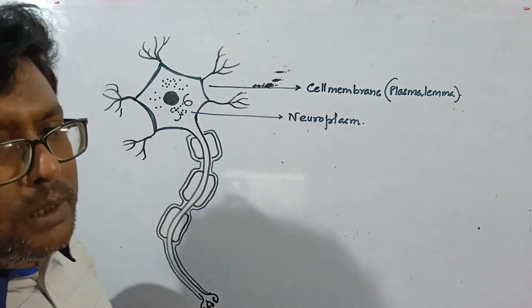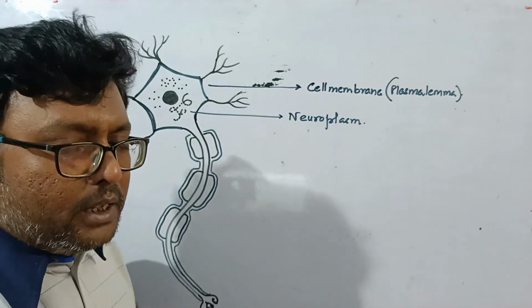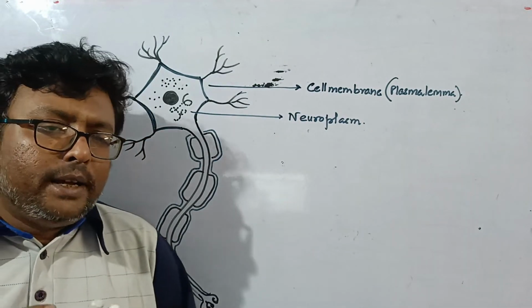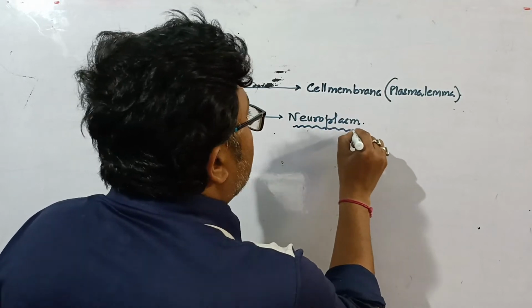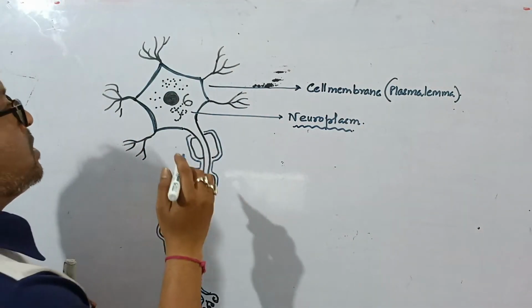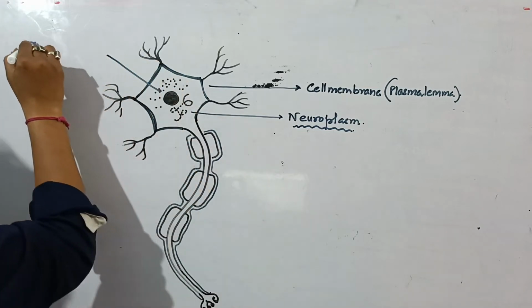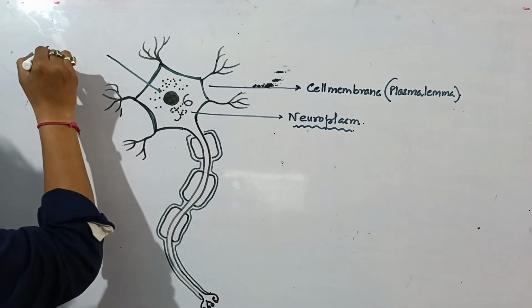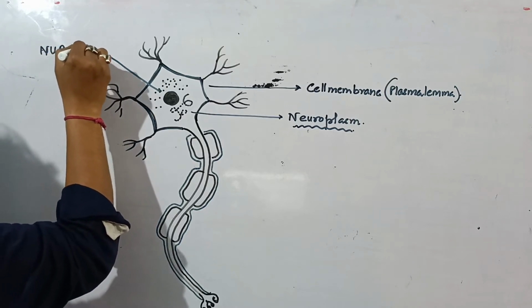The cytoplasm that is generally found within the cell body of the neuron is generally known as what? It is known as neuroplasm. Now within this neuroplasm, generally a dense, centrally located nucleus is found.